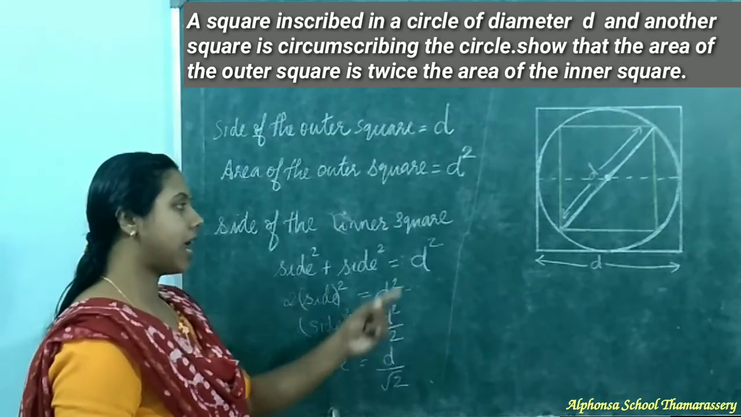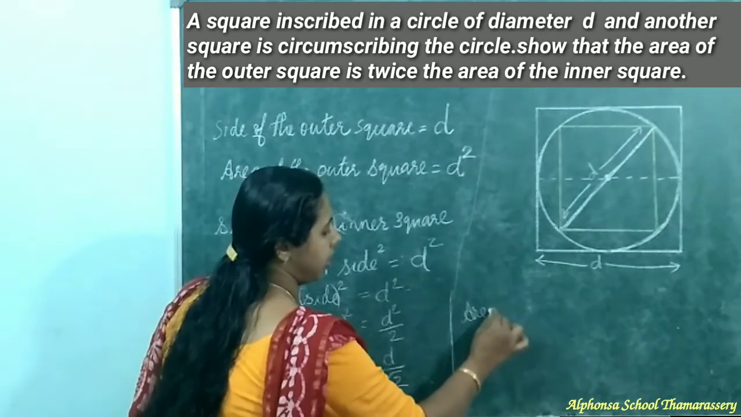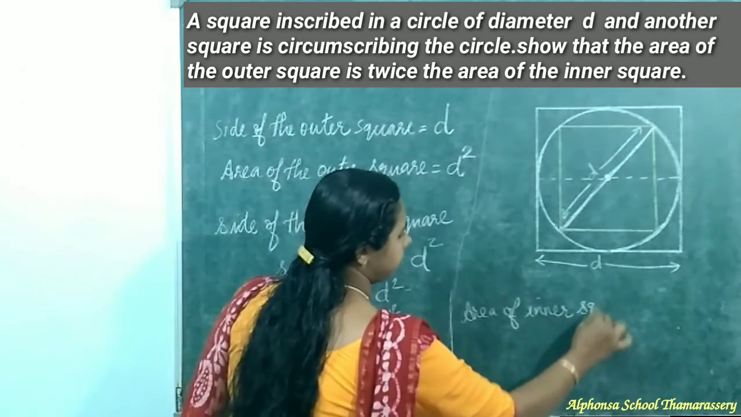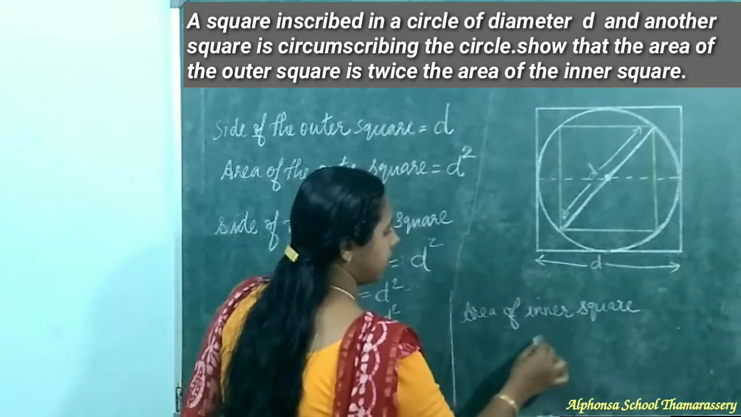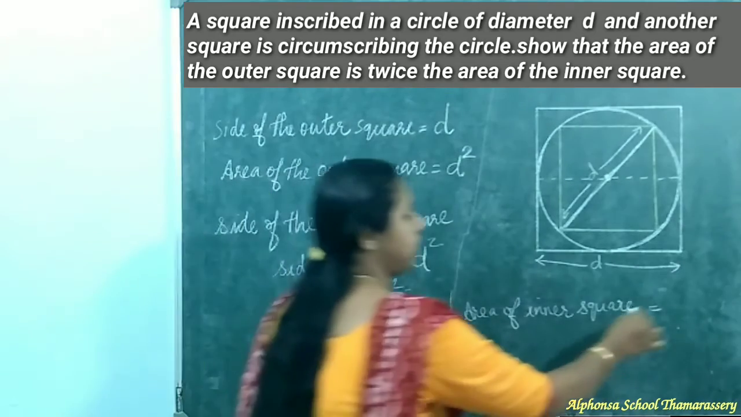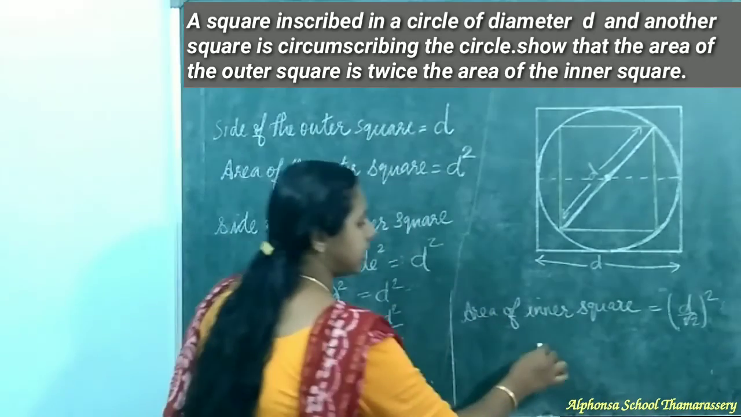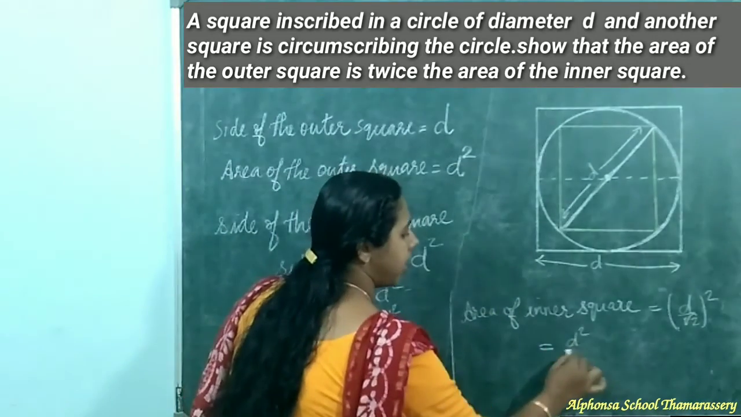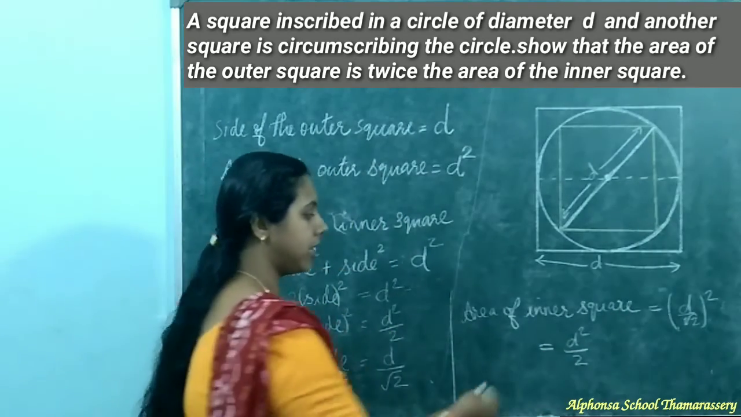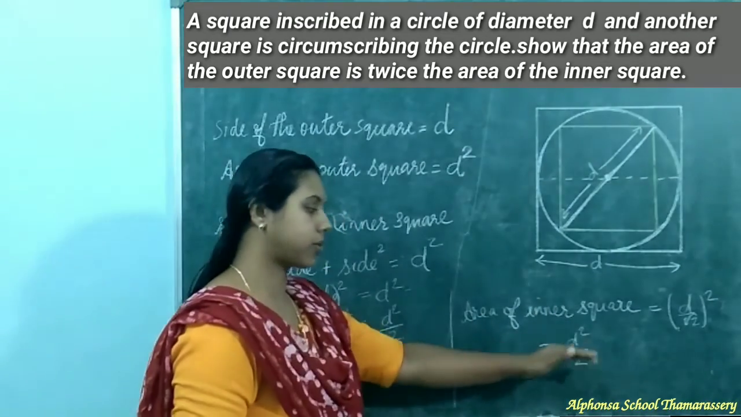So we can find the area of the inner square. Area of inner square is equal to side into side. Here side we got it, d by root 2. So d by root 2 whole square, that is equal to d square by root 2 whole square, root 2 into root 2 is equal to 2. So d square by 2. So we got the area of the inner square is equal to d square by 2.